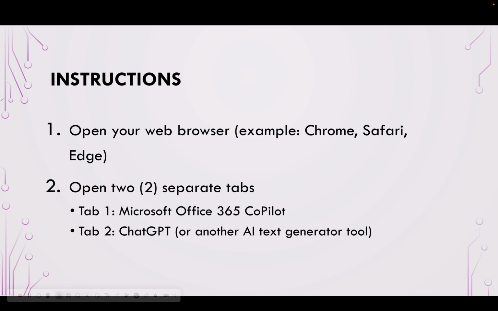First, you'll open your web browser. An example would be Chrome if you use Chrome, Safari, Edge. I will be using Chrome in this demonstration. You will open two separate tabs. The first tab will be Microsoft Copilot, and the second tab for this example today will be ChatGPT, but you could use another AI generator tool like one of the ones we've talked about in class.